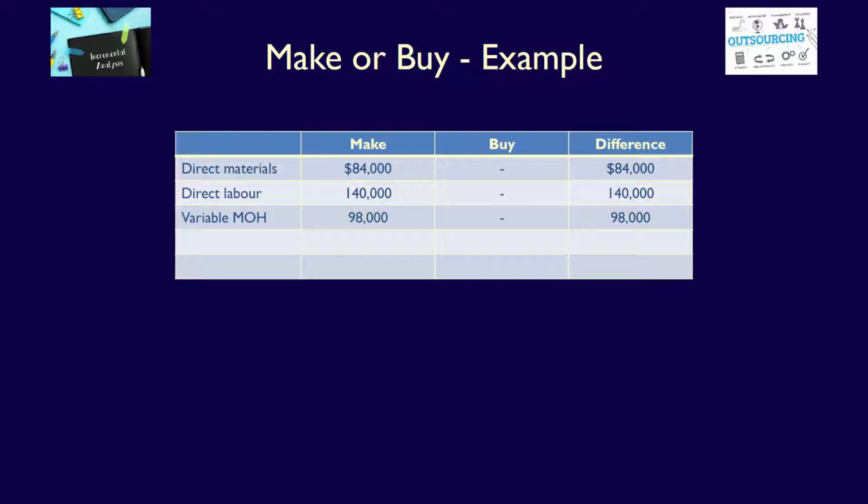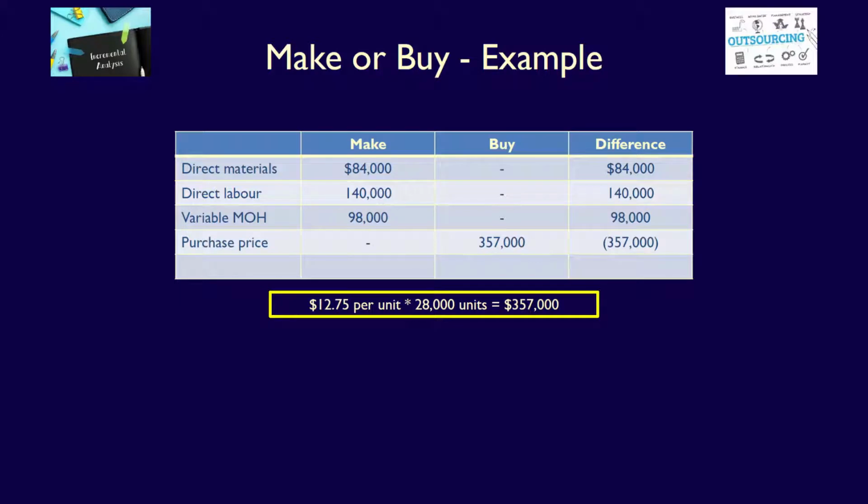Moving on to the variable manufacturing overhead costs, which is shortened to variable MOH, we see the same thing. If we make the component, we incur the $98,000 of costs. If we buy the component, 0. $98,000 minus 0 is equal to $98,000, which is the difference. That's it for all the costs to make the component.